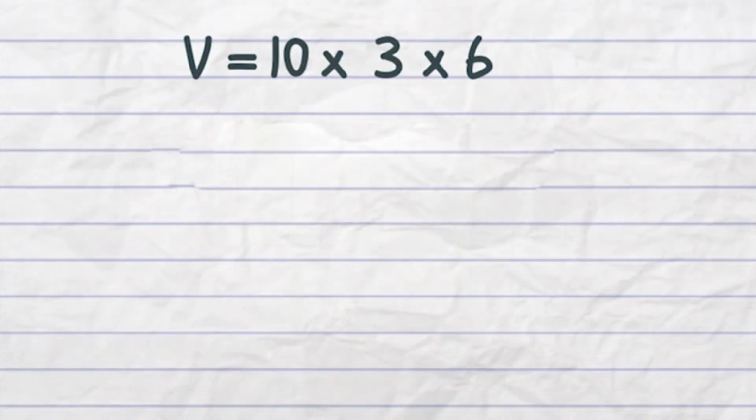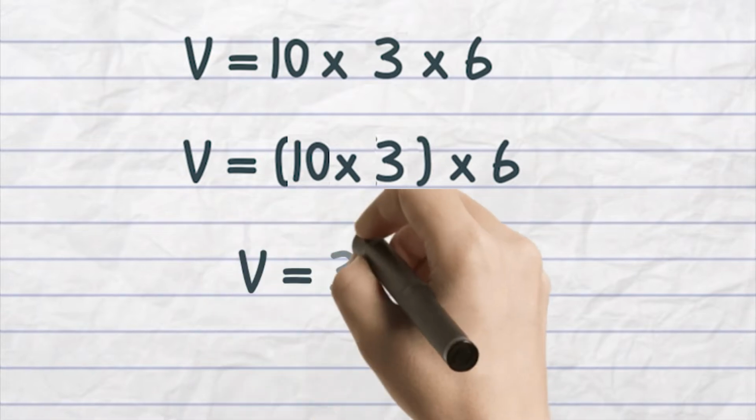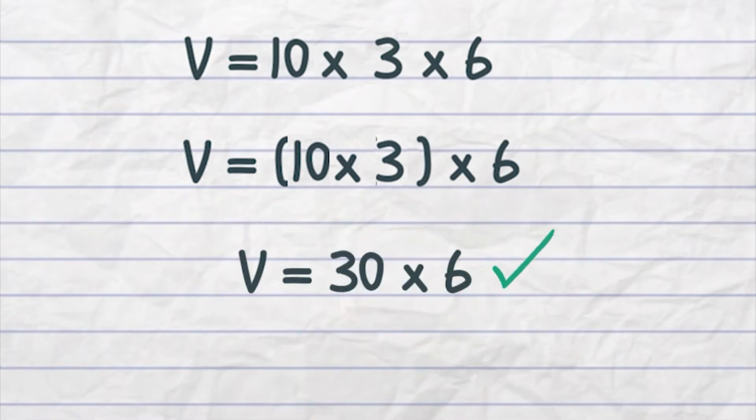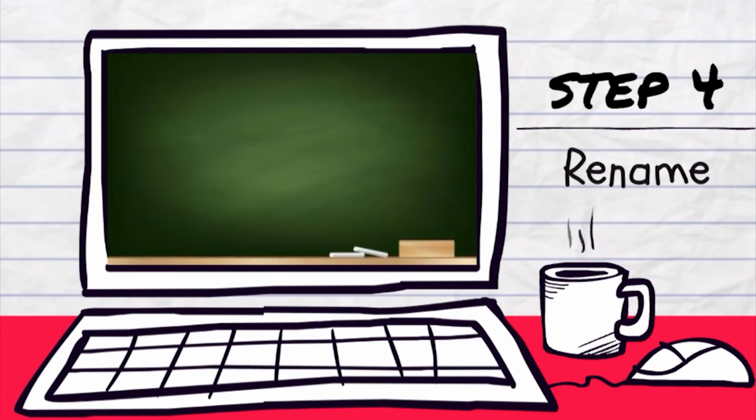Let's solve first for 3 times 10. 3 times 10 is equal to 30, times 6. 30 times 6 is equal to 180. Now that we are finished with acting on the problem, let's move on to step 4.